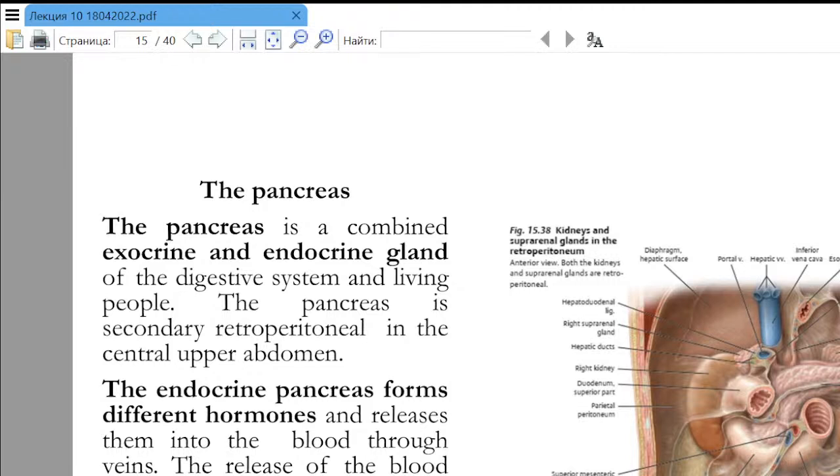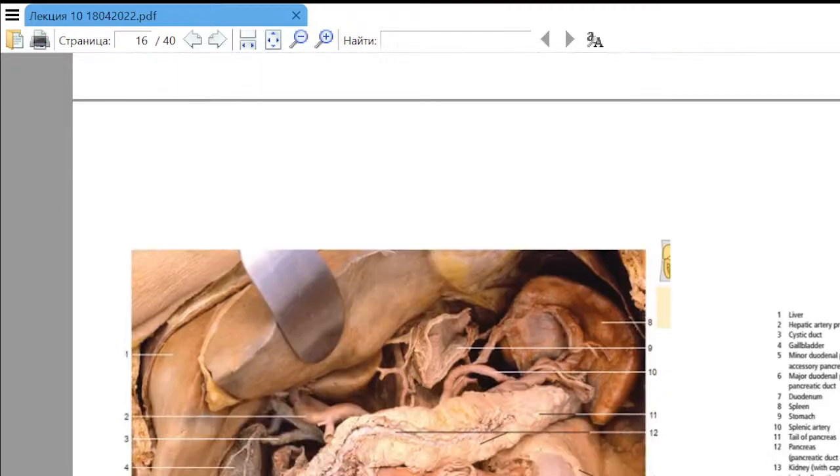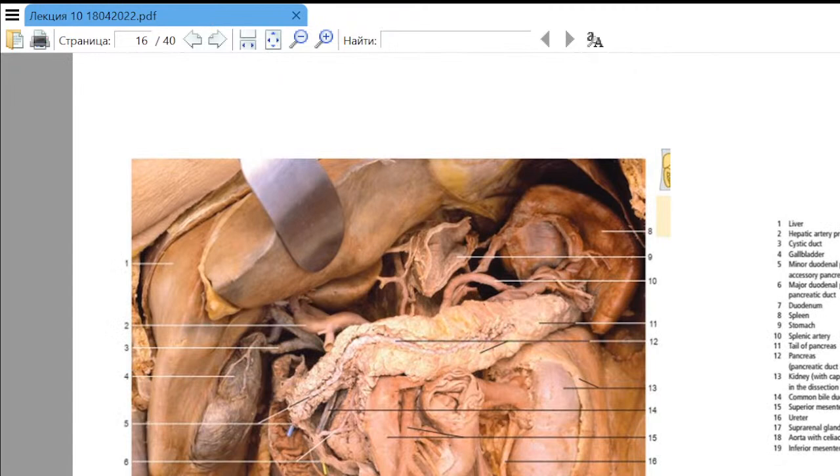This is the pancreas: tail, body, caput. What do you see? Pancreas. This is the duodenum. This is caput, neck, body, tail.